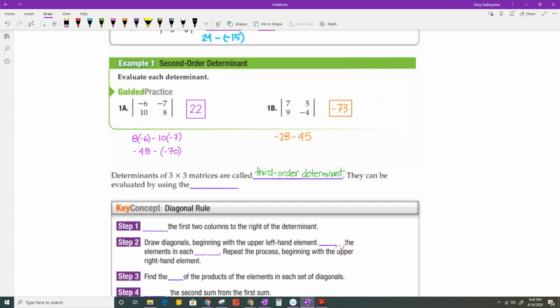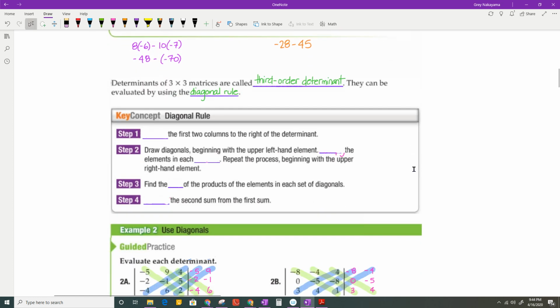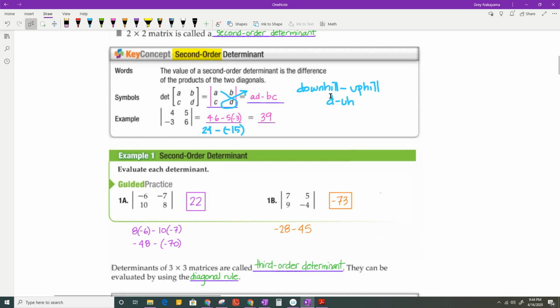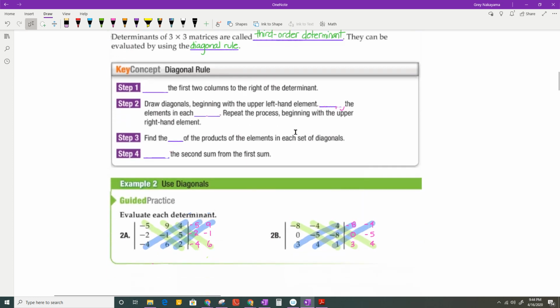This year we're going to learn the diagonal rule. So we're going to use the diagonals. Next year, when you get into pre-cal, you will be learning a process called expansion by minors. So keep in mind, in case I didn't say it, this rule here only applies for second order determinants, 2x2s. This is only going to apply for 3x3s. And this is our process, okay?